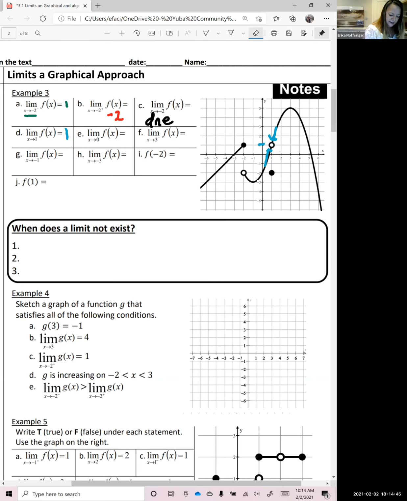So same idea for E. Now we're looking at the limit as x is approaching 0. But notice there's no positive or negative superscript there on the 0. So we have to see that left and right are coming in to the same y value. So on the left of 0 following the graph, on the right of 0 following the graph, notice that you're coming into the same y value, and that same y value there is -2.